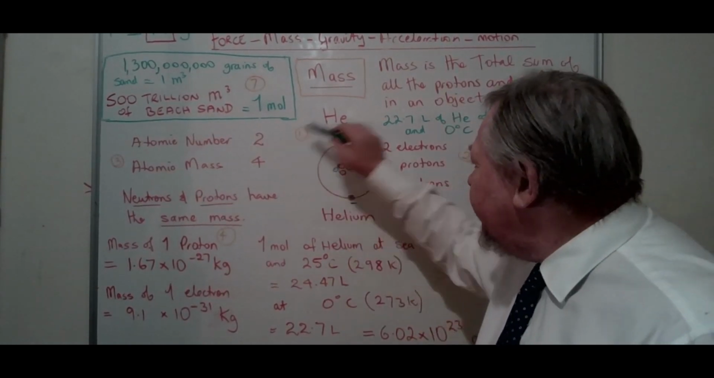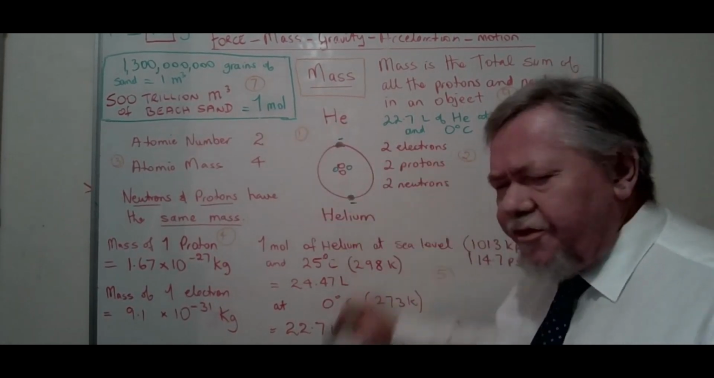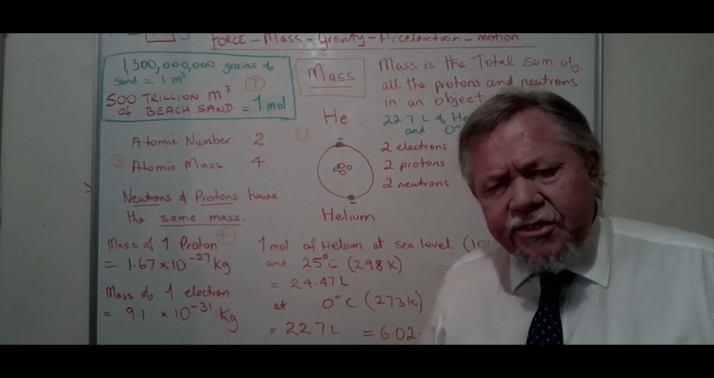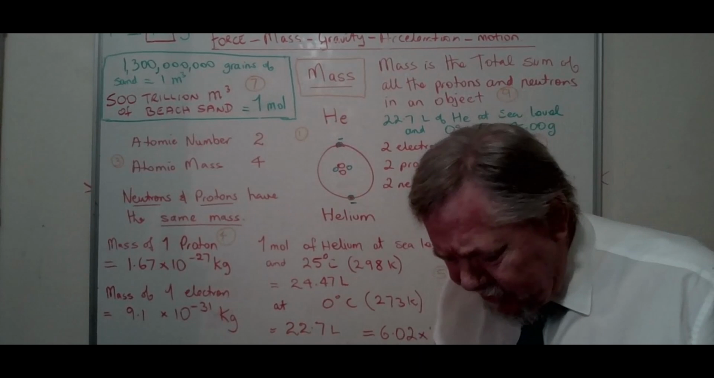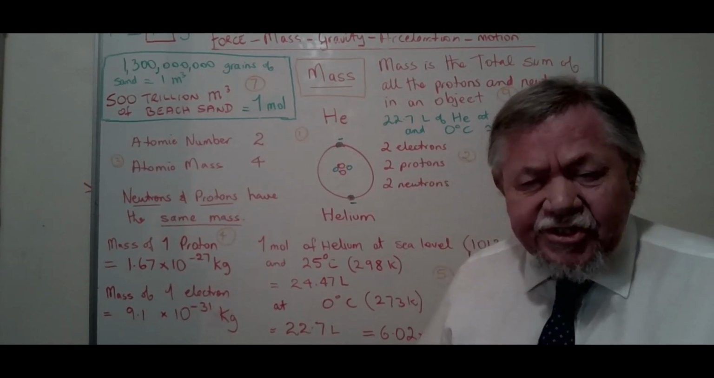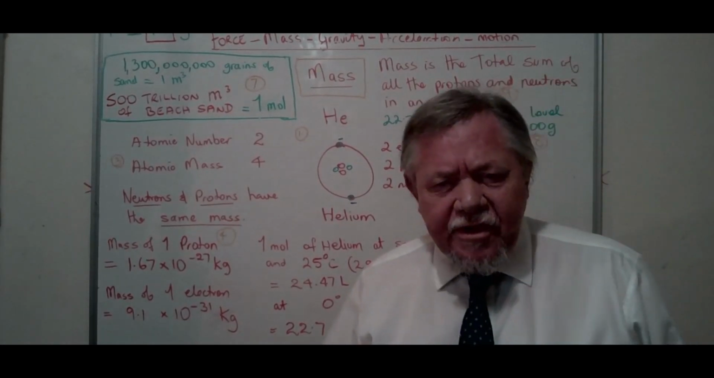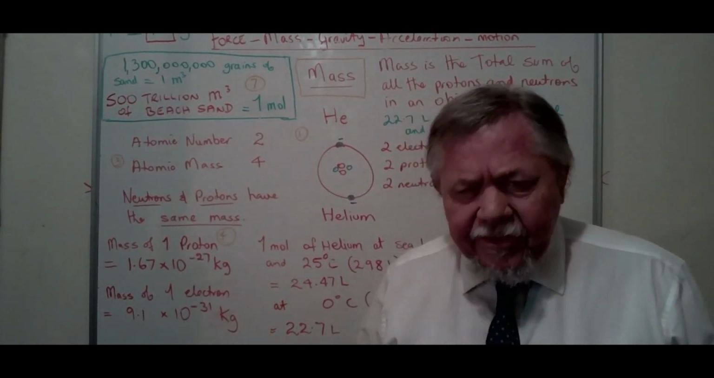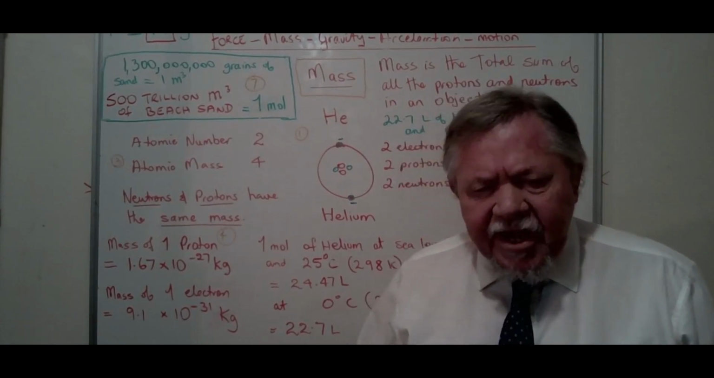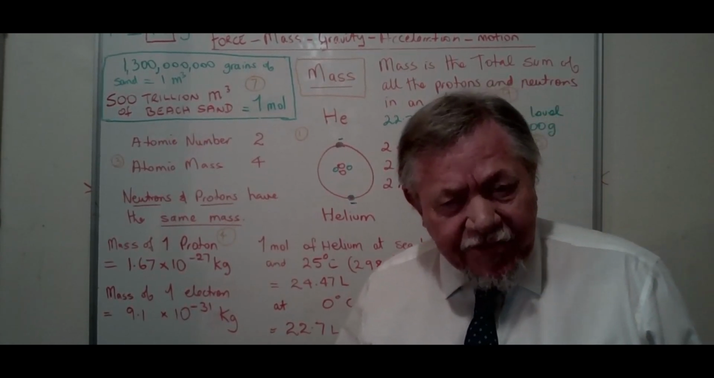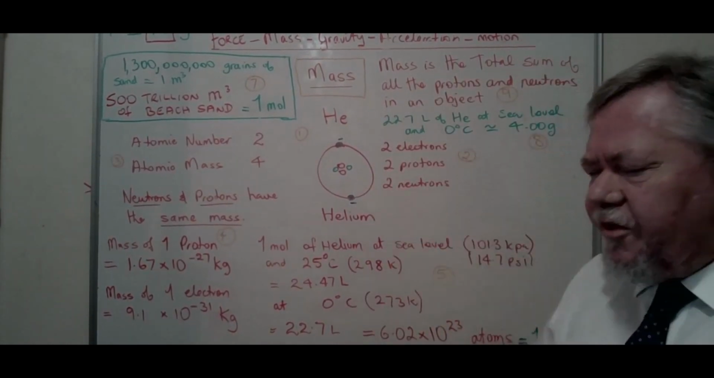The atomic number for this is 2, and the reason that the atomic number is 2 is because it has 2 protons. An element is defined by the number of protons it has. For instance, carbon has 6 protons, and that's what makes it carbon. Nitrogen has 7, and that's what makes it nitrogen. Fluorine has 9, and that's what makes it fluorine. If it had anything else, it would be something different. So it's protons that define what the element is.